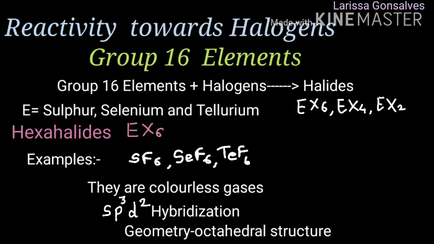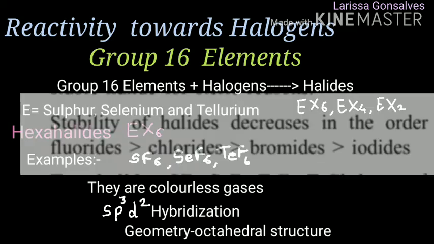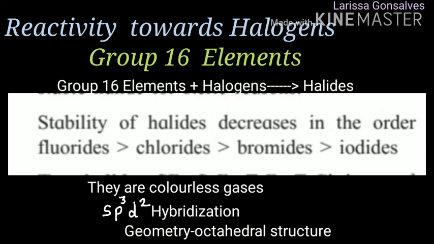Sulfur hexafluoride is exceptionally stable due to steric reasons. Steric means the spatial arrangement of atoms in a molecule which affects the chemical reaction. The stability of halides decreases in the following order, starting from fluorides, chlorides, bromides and iodides.